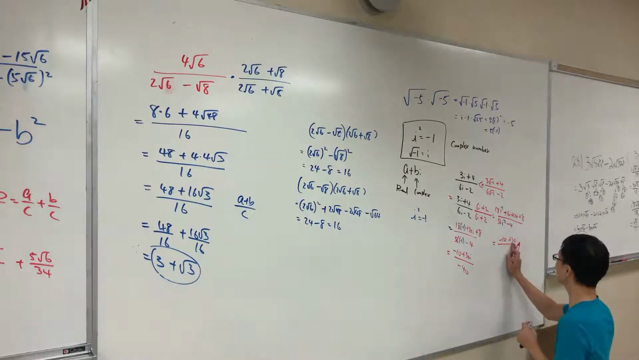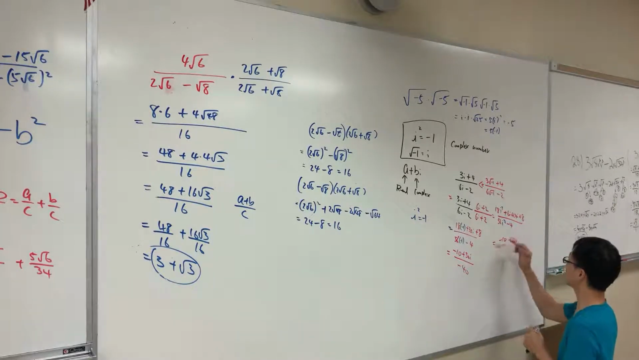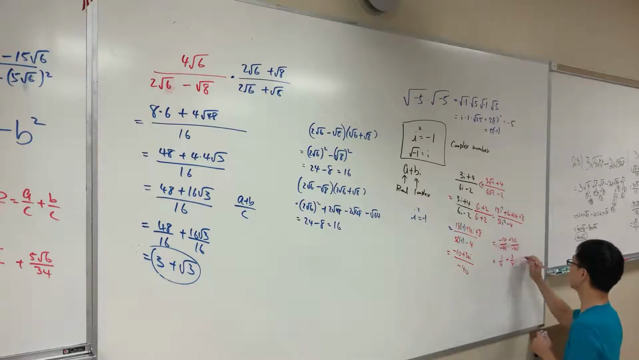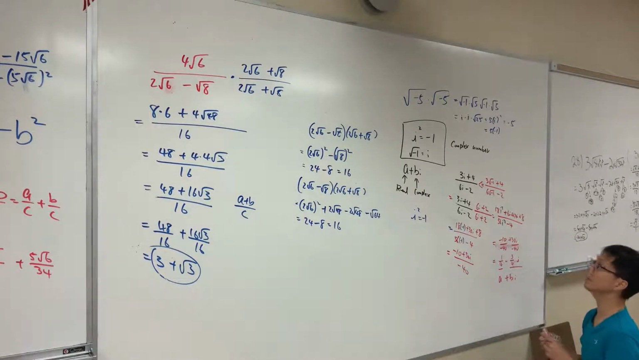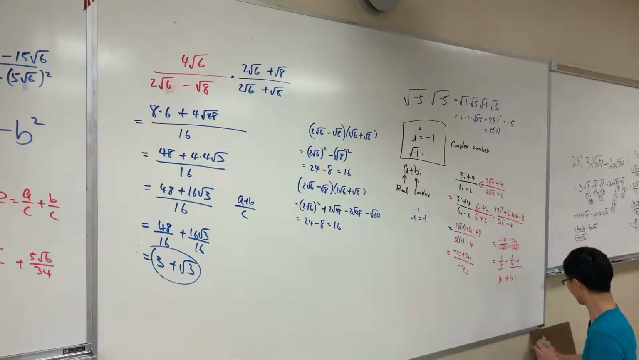Can I split them? Split to, in this case, it's going to be negative 40 over negative 40. So that's equal to 1 over 4 plus 3 over 4 i. Does that make sense? So that's going to be this. And that's a plus bi form, which is the perfect form for a complex number. Okay?